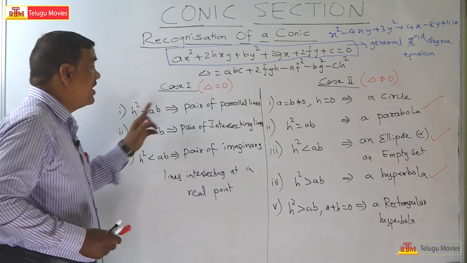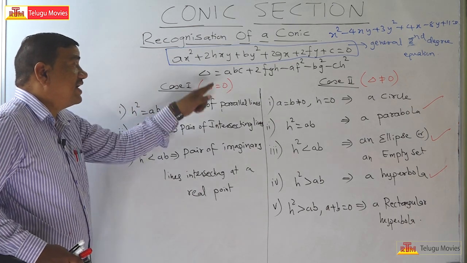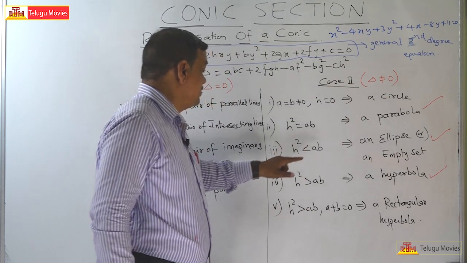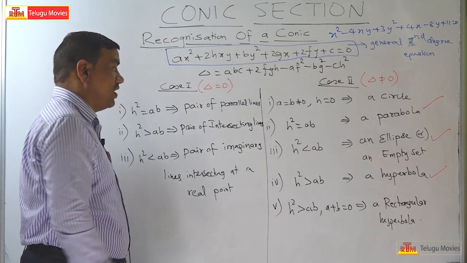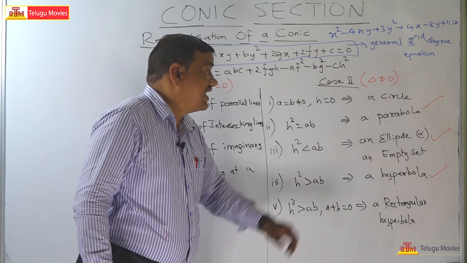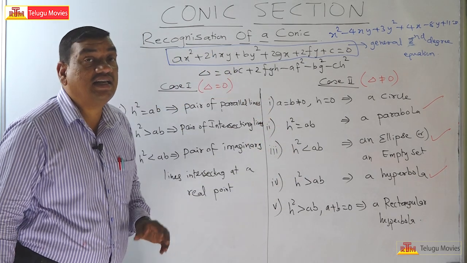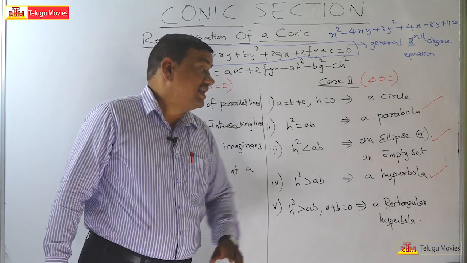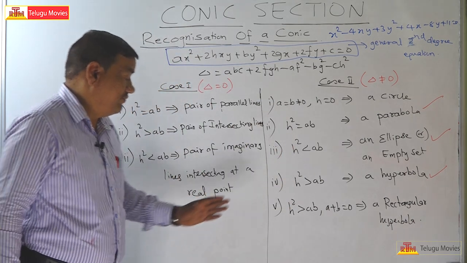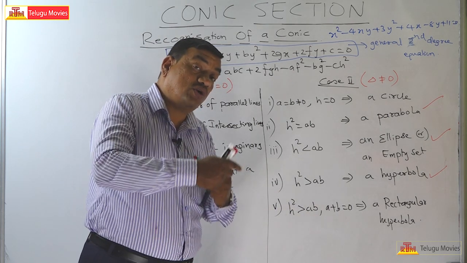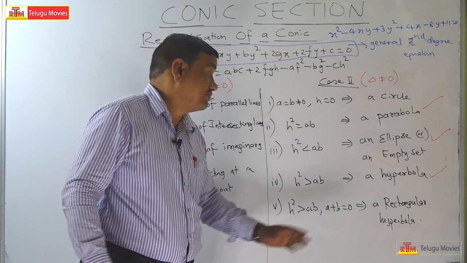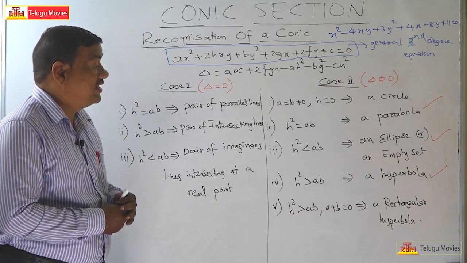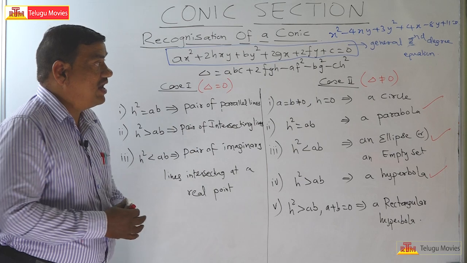Here h square equal to ab with delta equal to 0 means a pair of parallel lines, but delta should not be equal to 0 here. If h square is equal to ab, then it is a parabola. If h square is less than ab, then that second degree equation represents an ellipse. If h square is greater than ab, then it is a hyperbola. If h square is greater than ab and one more condition is satisfied, that is a plus b is equal to 0, then that conic represents a rectangular hyperbola.